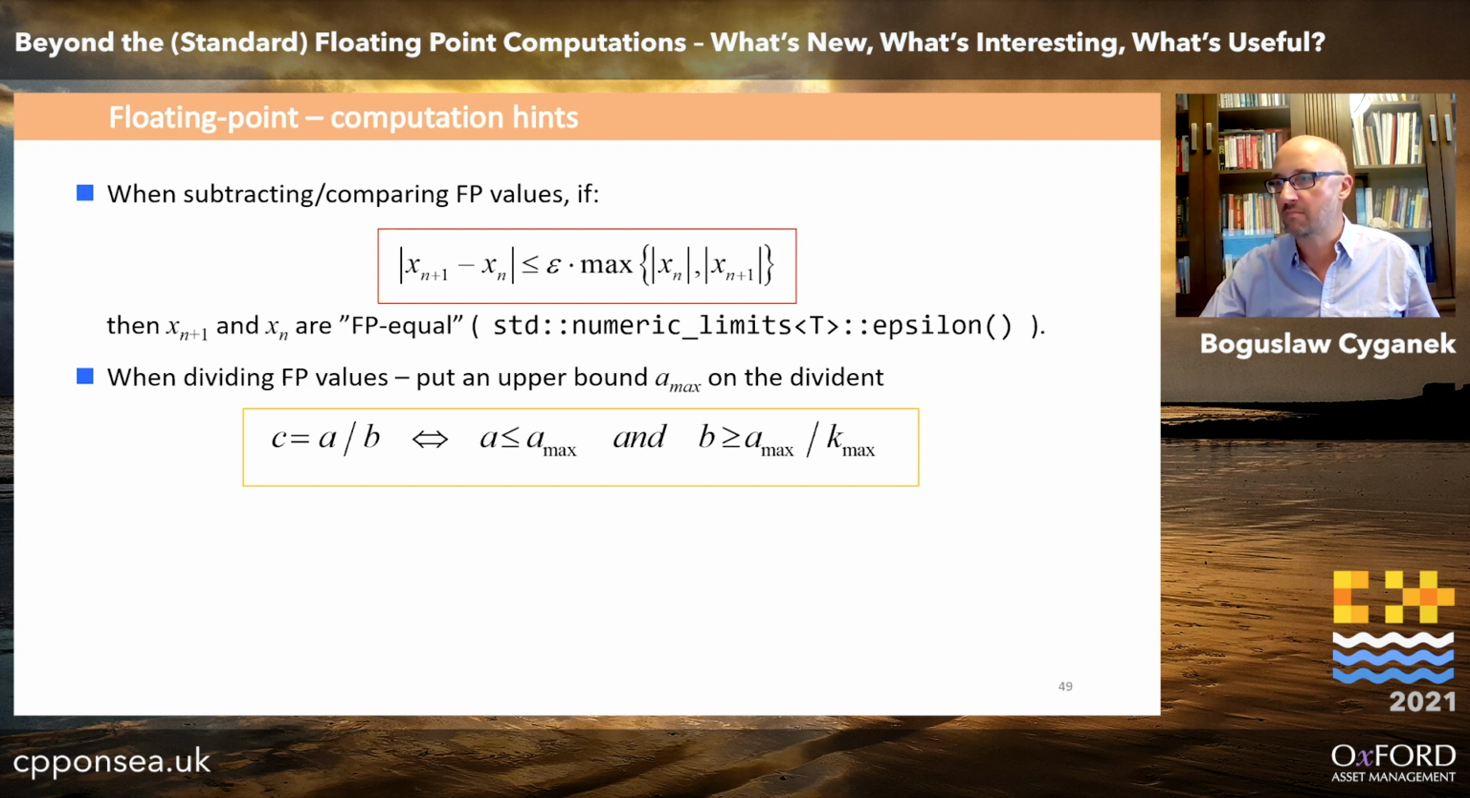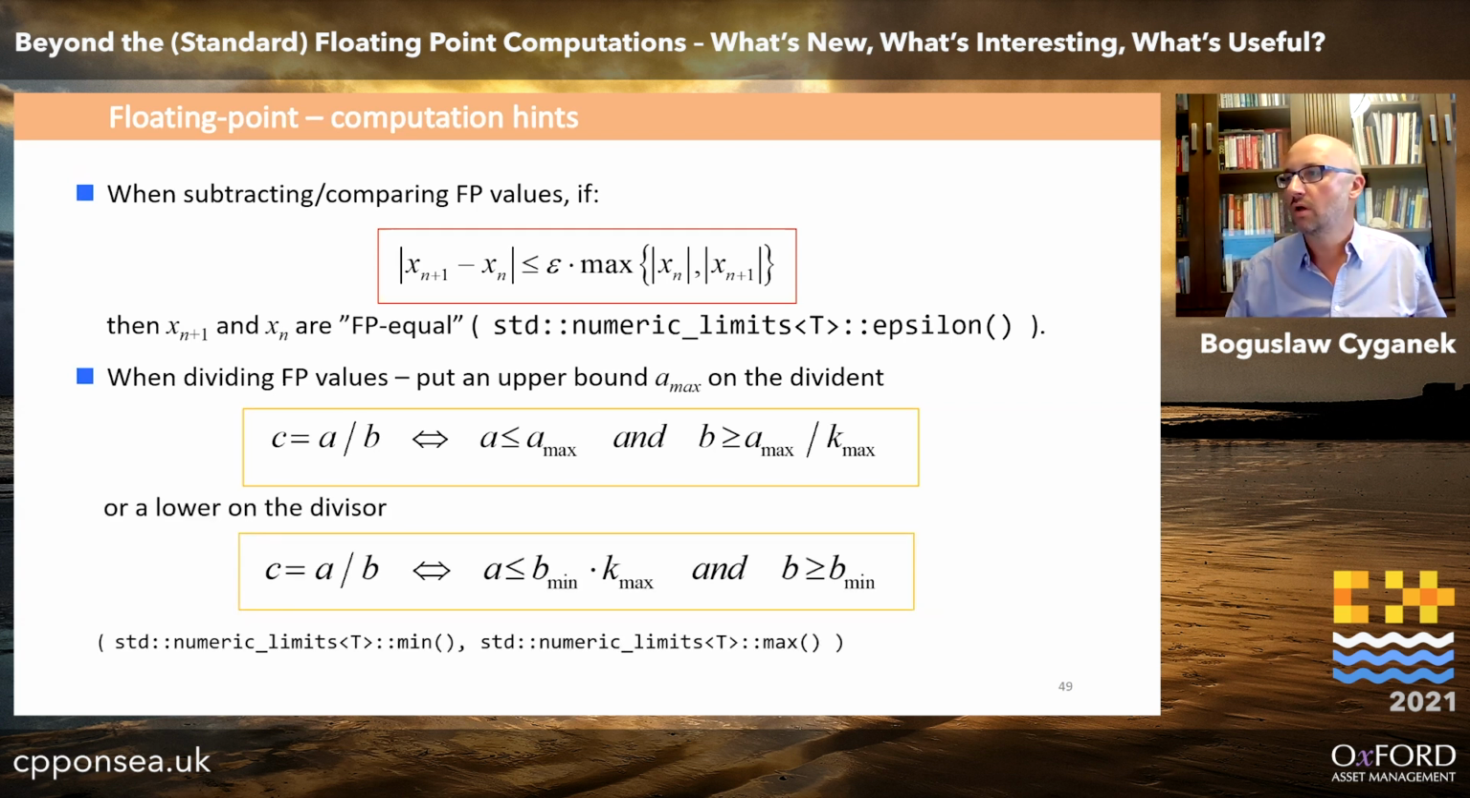C is a result of A divided by B if A is equal to C times B. So to achieve this, we need to pose some requirement either on A max, and then we can find out the minimum value of a divisor, or do vice versa. And all these values can be worked out from this minimum, calling numeric limits for T being a floating point type, like float, or we'll see in a moment some examples.